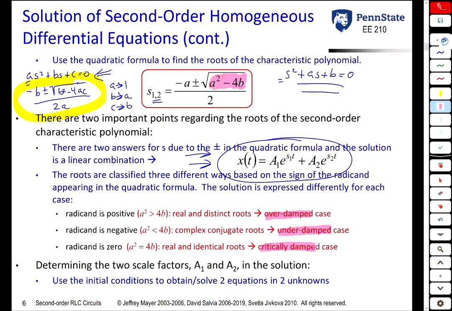So that is how we find s. How do we find the two scale factors a1 and a2, these two values here? They're going to come from the two initial conditions. Remember, we know that vC of t naught is some initial condition, and we know that iL at t naught is some initial condition. We'll get to that later, though.